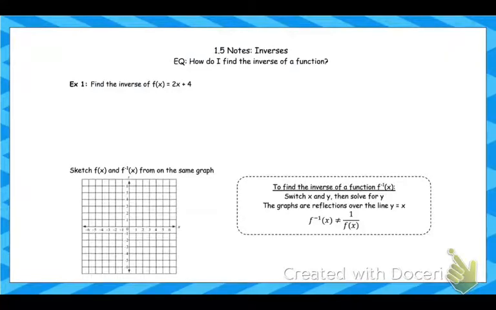Hi guys, so today we're going to look at how to find an inverse of a function. Inverses are something that are going to keep coming up throughout the year. We'll spend a lot more time with them and a couple of the other functions, but it's important for us to have an understanding of what an inverse is. Now you actually have seen an inverse before, and you saw it in geometry.